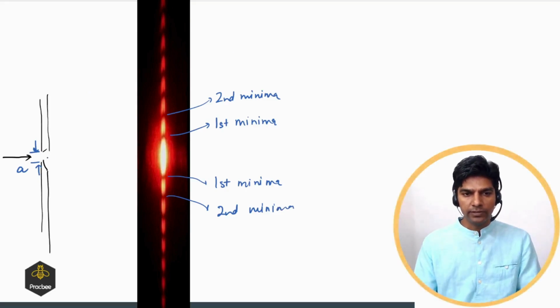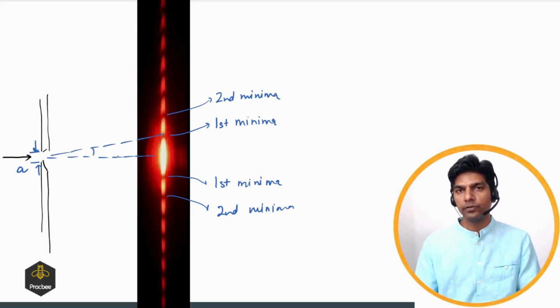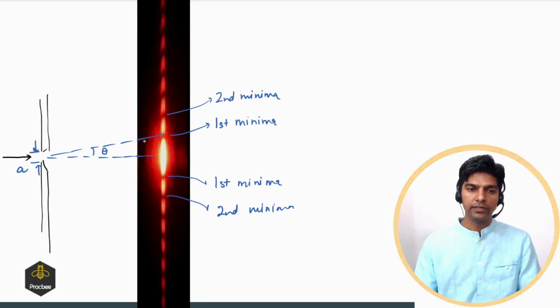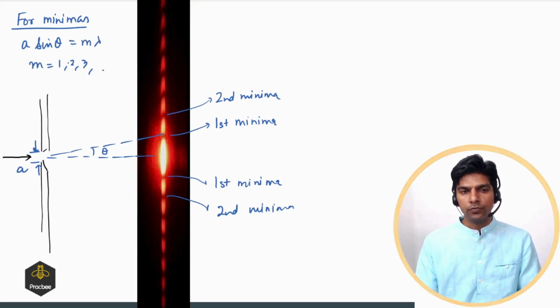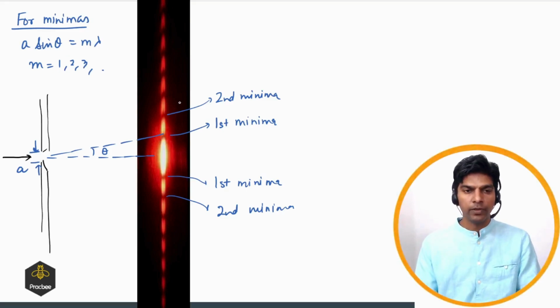So if I consider the angular position of the minima with respect to the central maxima, if this is theta, so for minimas, we're going to use a sine theta equals m lambda, where m can be 1, 2, 3, right? So for first minima m will be 1, for second minima m will be 2, so on and so forth.